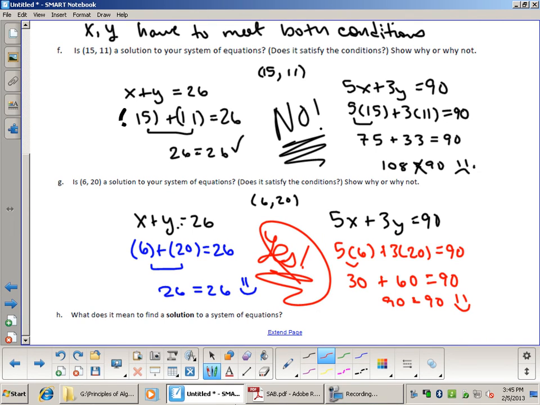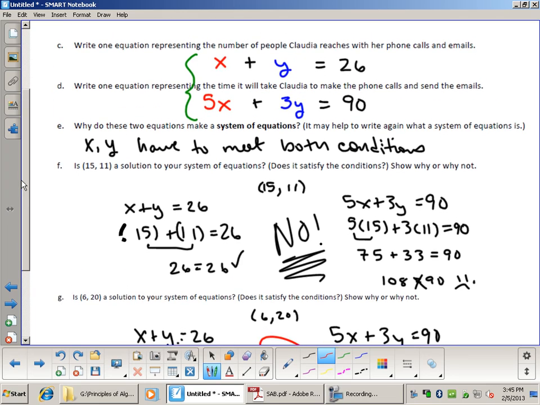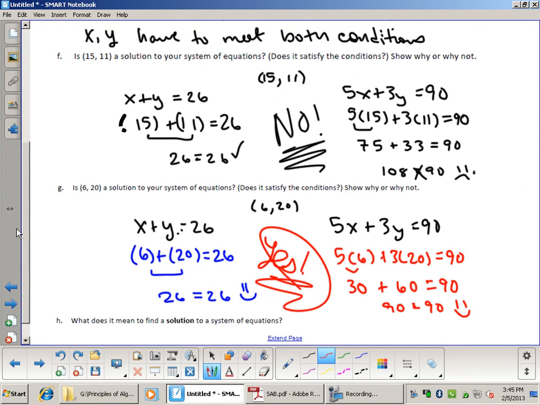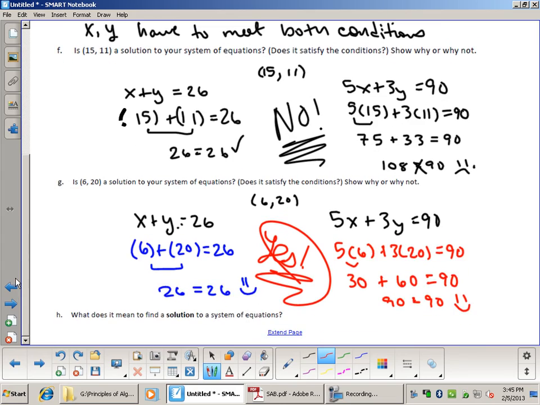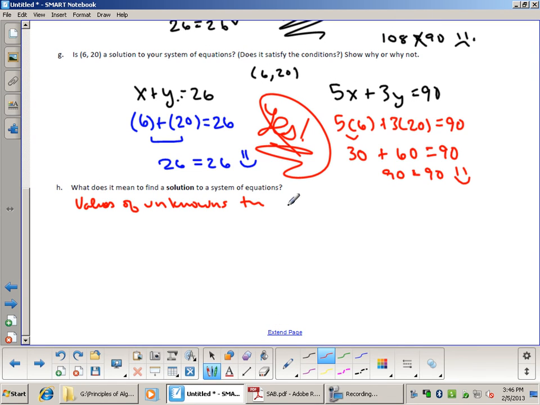Okay? So the last question is, what does it mean to find a solution to a system of equations? Well, this is actually pretty much the same question that we asked you before. A solution is a thing that does that. So if we're looking for a solution, we're looking for the values of two variables, or another way to say that is the unknowns, that meet both conditions. Make it true. It has to make it true.